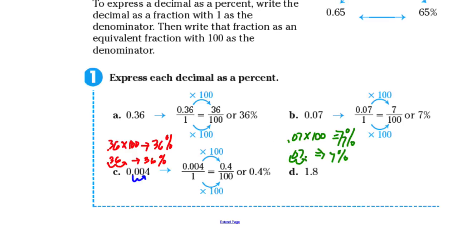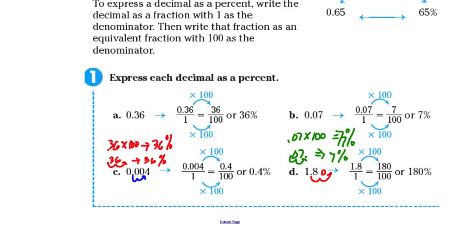Finally, 1.8, move that decimal point 2 spaces to the right. That's your decimal. That'll give you 180%. So that'll give you 180% right there, and that's an easier way of converting them into percents.